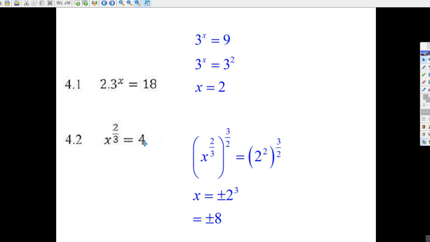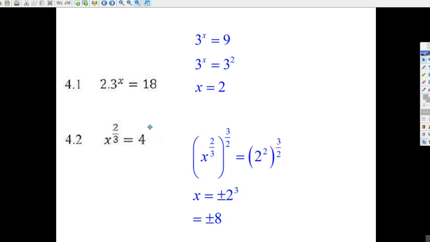This one also is just following the standard thing. 4 is 2 squared. You write it like that. Now, if you want to get this just to be x, to solve for x, what you have to do is take this exponent and put it to a power, but you turn it upside down. You put it to the reciprocal power. 2 over 3 times 3 over 2 is just 1. And 2 squared times 3 over 2, the 2's cancel, you get 2 cubed.